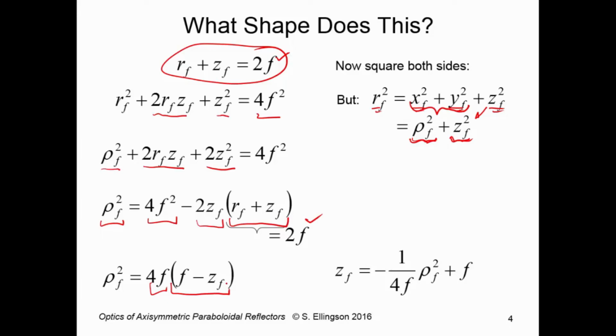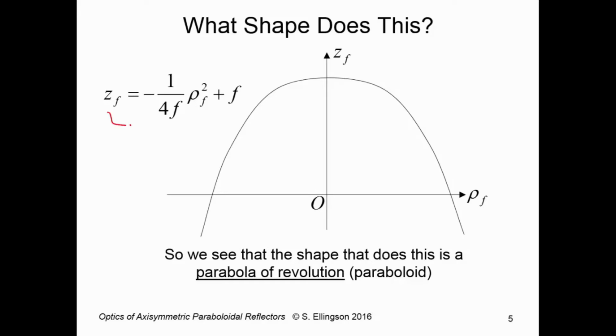Solving for z sub f, we have that z sub f should equal minus 1 over 4f times rho sub f squared plus f. Now again, I'll point out that we didn't assume any particular shape here. We've just figured out what requirements there are on the surface. However, we have established that this is a defining relationship. This is a required property of the surface. And you can see right away that this is a parabola of revolution, or a paraboloid.